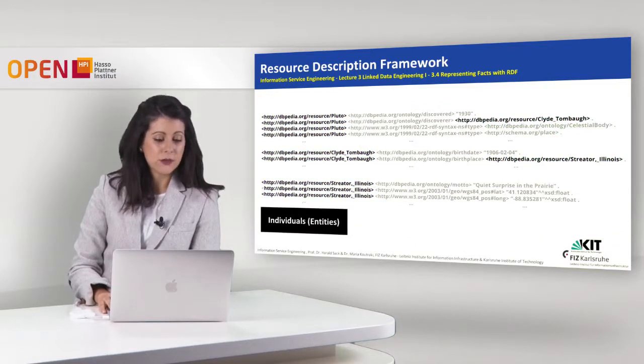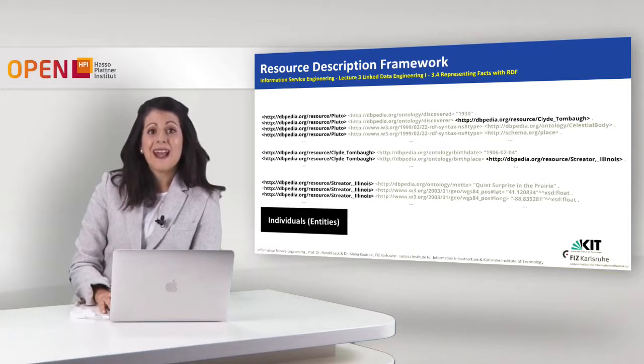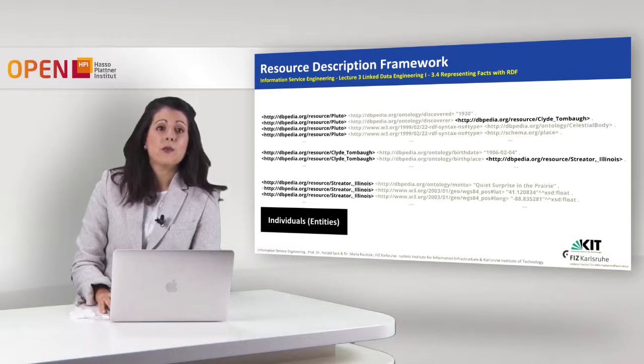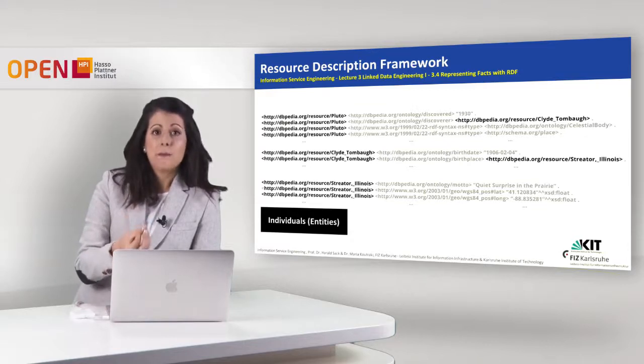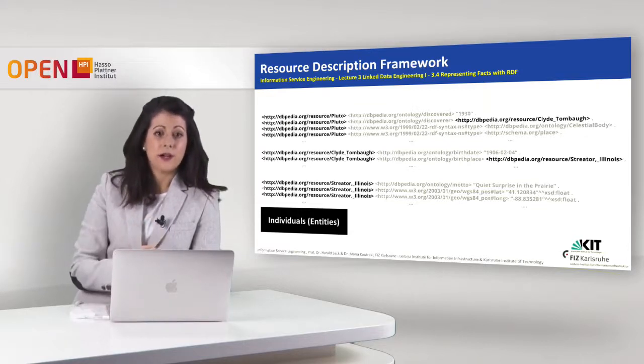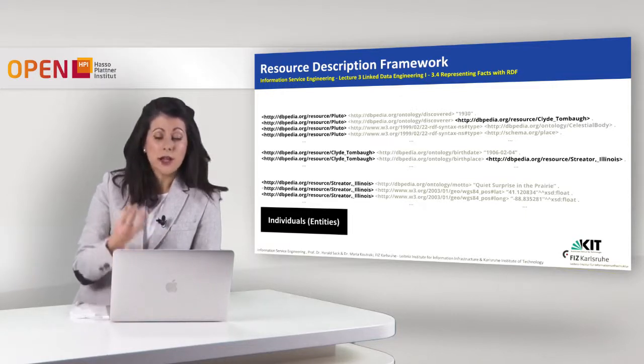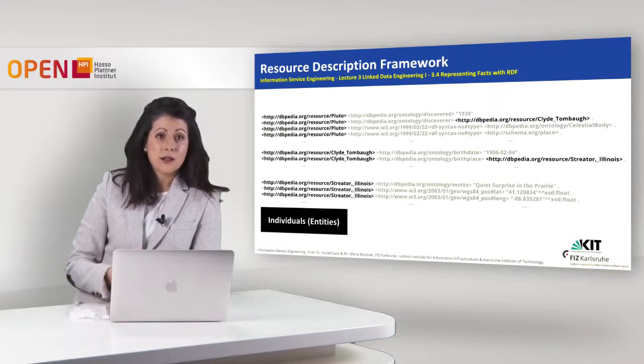So here in the black color we have the so-called individuals or entities. So these are entities of actual real-world entities. For example, Pluto is a real-world entity, so that's why there is an entity for this planet with a unique identifier. Also, the person who discovered Pluto is a real-world entity, and we have again an entity, an individual, to describe it, as well as for the specific city in Illinois.